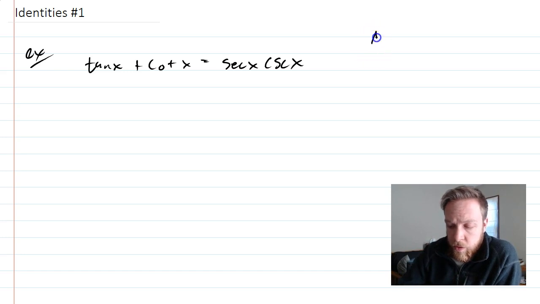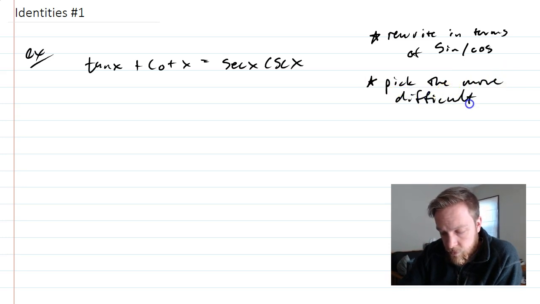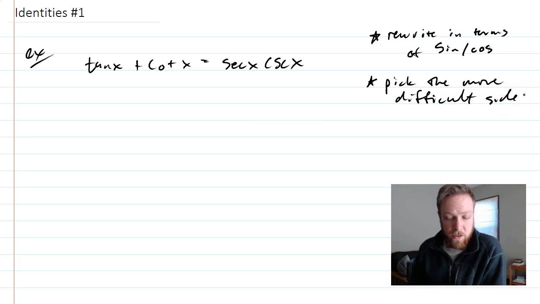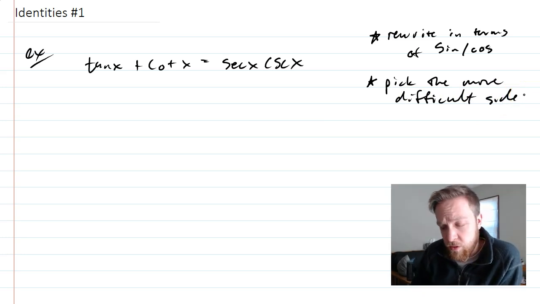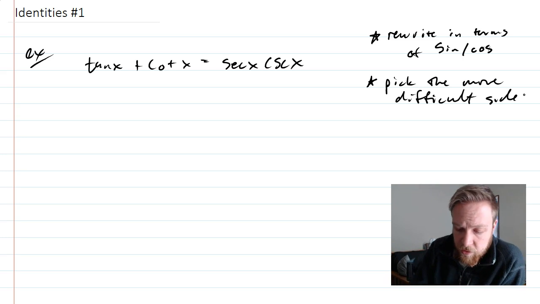So, number 1, or first thing you should always try: rewrite in terms of sine or cosine. Now that we should already know. Another thing is pick the more difficult side. So in this case, when I look at this, I actually am thinking that the left side is more difficult, and the reason is if you're adding functions together and they're fractions, you have to think about common denominators. So I'm going to rewrite the left side, the more difficult side, in terms of sine and cosine.